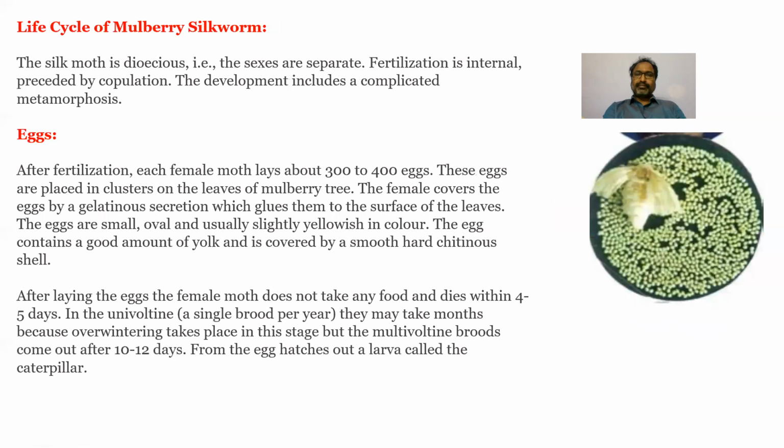Okay. Now let me go for the life cycle. A very, very important feature of this mulberry silkworm. Usually the silkworms, just now I told you, are dioecious animals. Silk moth is dioecious, meaning the sexes are separate. Male and female silk moths are present.